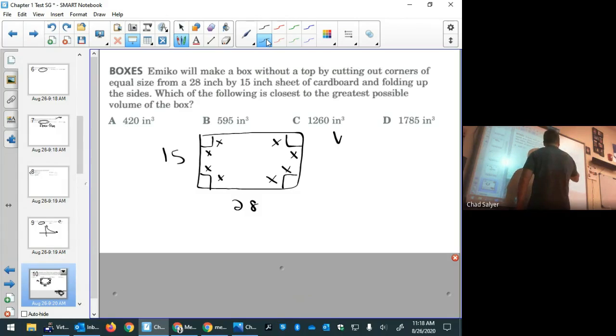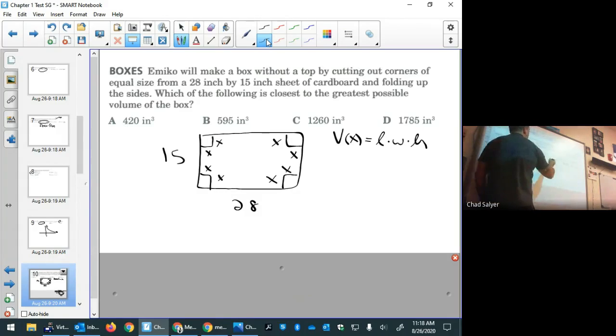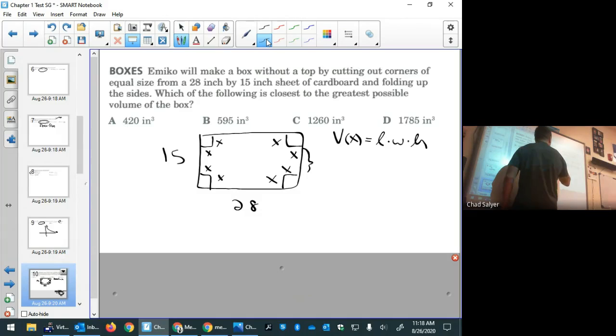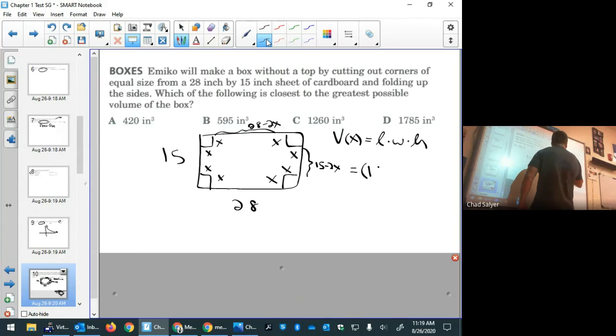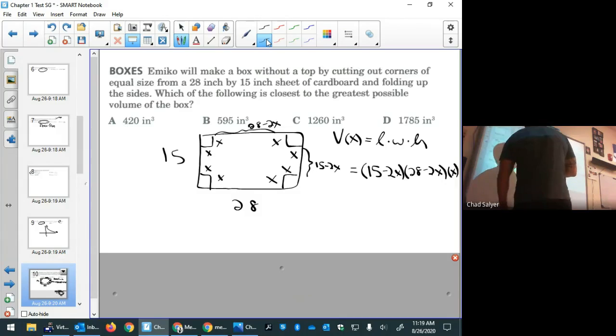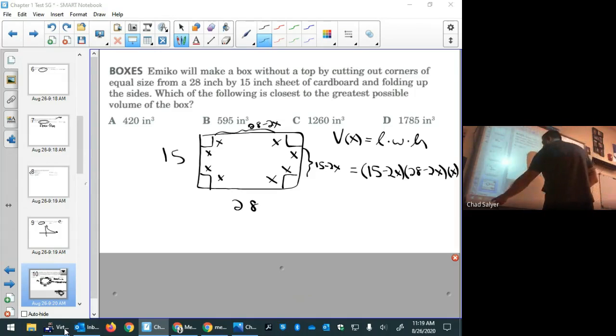So remember that the volume is going to be length times width times height. And in this case, we'll set the shorter side equal to the length, so that's going to be 15 minus 2x. And then the larger dimension equal to the width, and that'll be 28 minus 2x. And then finally, the height will just be x. So that's 15 minus 2x times 28 minus 2x times x. So that's the function we want to maximize. Let's punch that in the calculator.